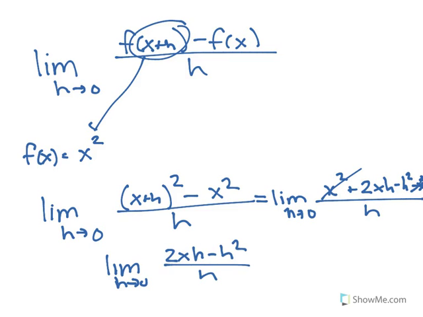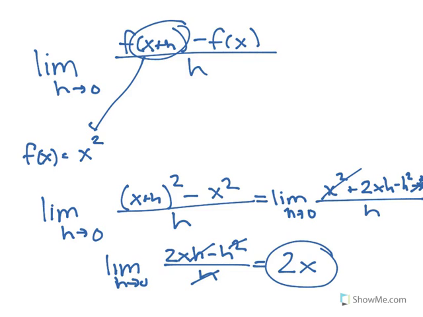If I fill in 0, I get 0 over 0, but I see every term has an h in it. I can cancel those out, and now I substitute in the 0, and I get the limit is 2x. That tells me the slope at any point on the curve of x squared. We're going to learn some terminology for that and see how that relates.